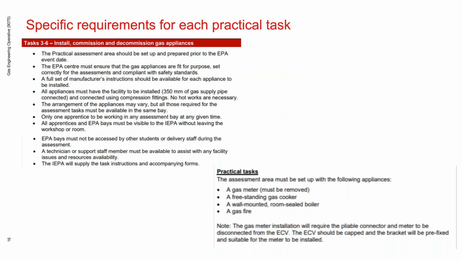Specific requirements for each practical task. Tasks 3 to 6: install, commission, decommission gas appliances. So not much change there. The practical assessment area should be set up and prepared prior to the EPA event date. The EPA centre must ensure that the gas appliances are fit for purpose, correct for the assessments and compliant with the safety standards. A set of full manufacturer's instructions should be available for each appliance to be installed. All appliances must have the facility to be installed with 350 millimetres of gas supply pipe connected using compression fittings. No hot works necessary.